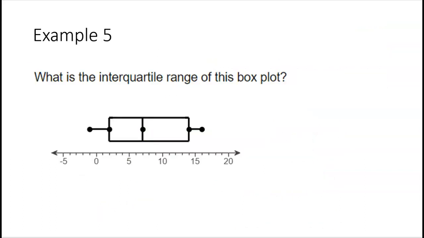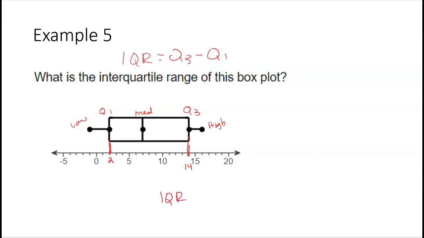So let's read a box plot. What is the interquartile range of the box plot? Remember that the interquartile range is Q3 minus Q1. This is our low value, this is our high value. This is our Q1, this is our median, and this is our Q3. So our Q1 is 2, and our Q3 looks like it's 14. So our IQR is equal to 14 minus 2, or 12. So that's how you can read a box plot.